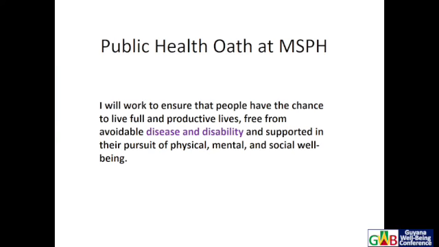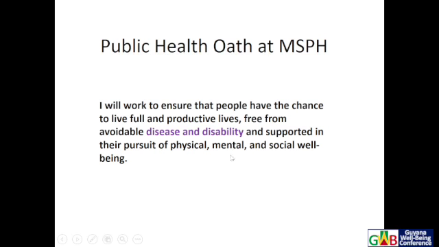I'll basically stop here, but I have two more simple slides. At Columbia, the Mailman School of Public Health, the dean would administer the public health oath to incoming students, and the same oath would be administered at commencement to those graduates. So twice, any student coming through the Mailman School of Public Health would be administered the public health oath, at the beginning of their study and then at the time of their graduation.